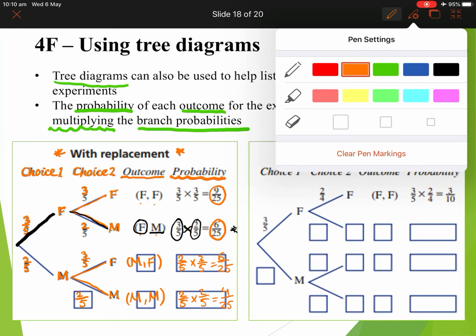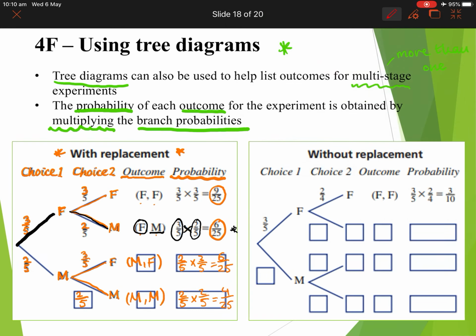Now, the next one, it's the same example. So we're still choosing out of females or males, but you've got to choose one and then choose another one. This one is without replacement. Okay, so once you choose, let's say a female, you can't choose that same female again. So it changes the probabilities a little bit.